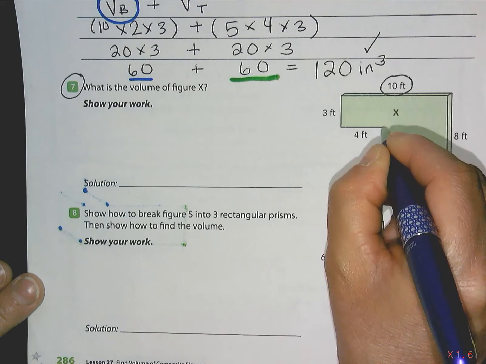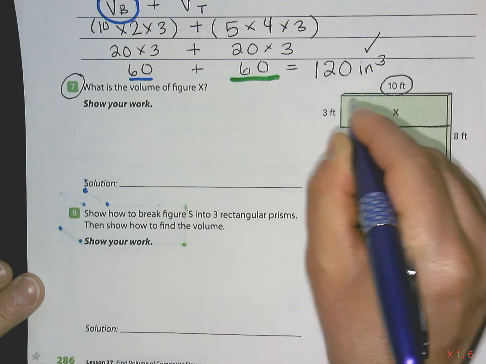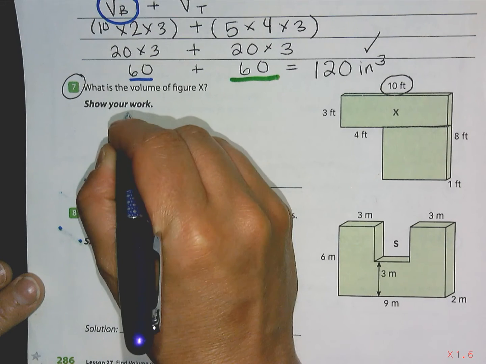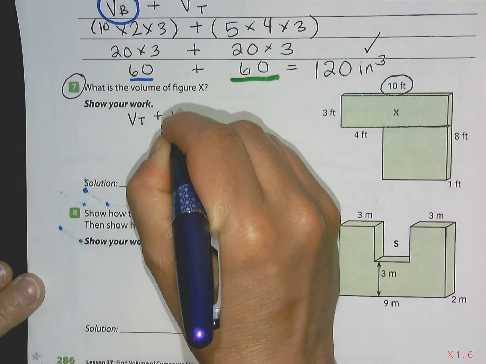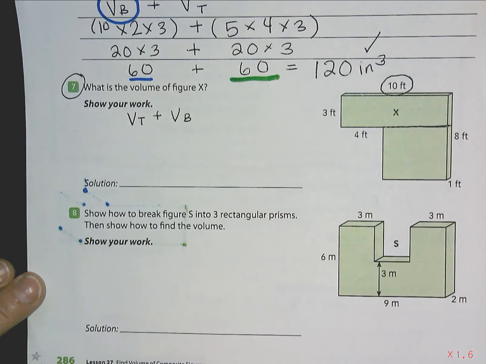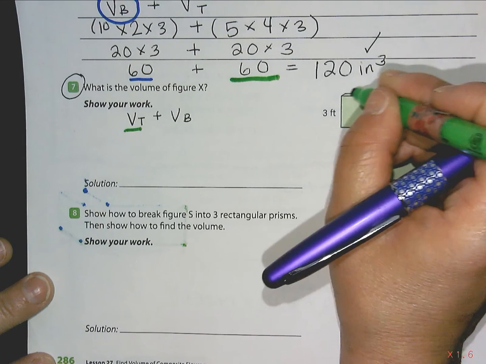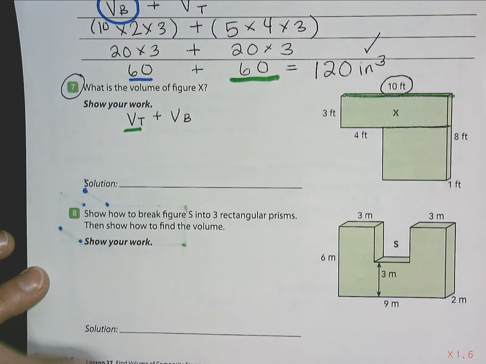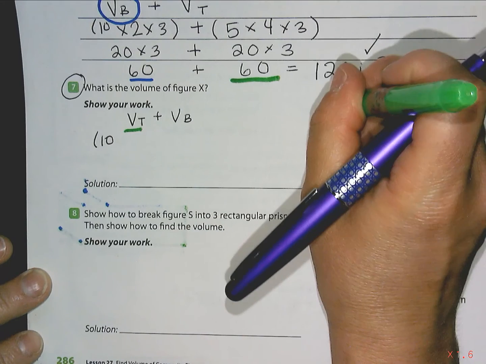So I'm going to cut here so that I can keep that length of the top box at 10. So I'm going to be doing the volume of this top box plus the volume of this bottom box. It's a rectangular prism. Okay, so I'm going to do the volume of the top first. I've got my length of 10 and my height I can see is 3.